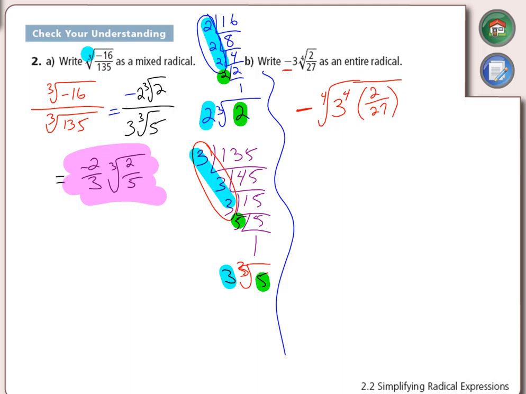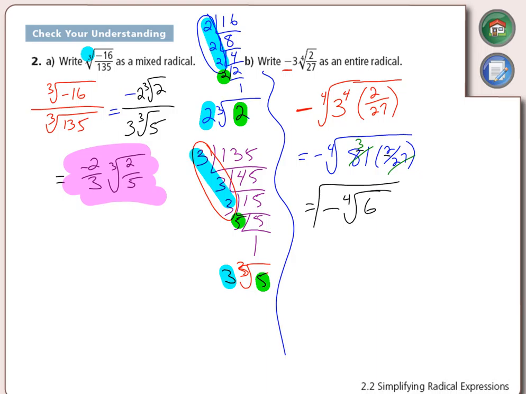Okay, carrying that on. 3 to the 4th. That's 81. We saw that already today. Oh, this is the 4th root. 81 times 2 over 27. We need to take this down to lowest terms. Oh, looky here. 81 divided by 27, that goes nicely. That divides to 3. Lucky for us. We get negative 4th root of the 3 times the 2, 6. Done. Oh, look at that. That's a nice looking entire radical.